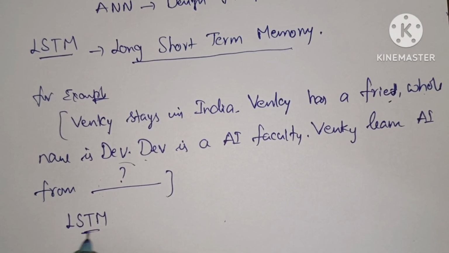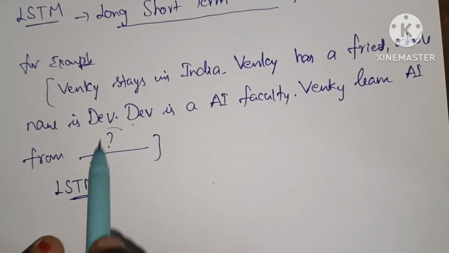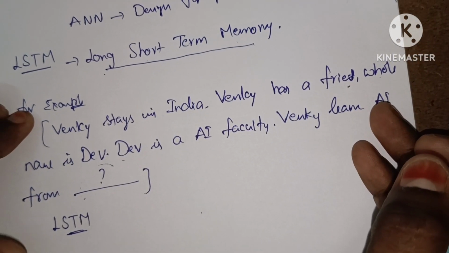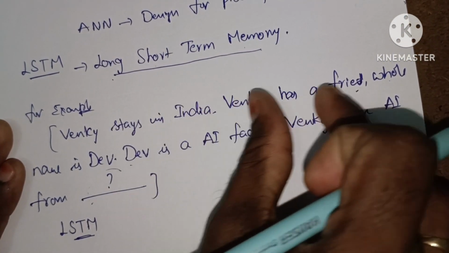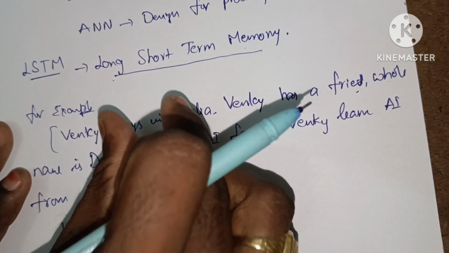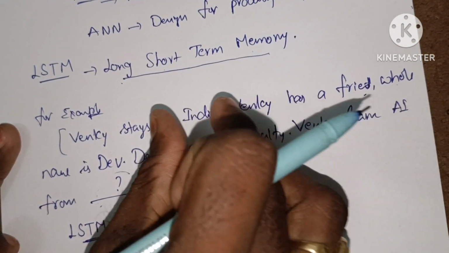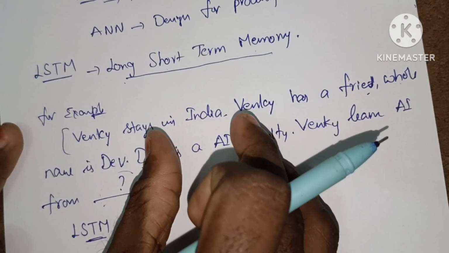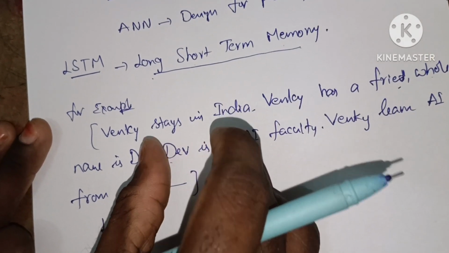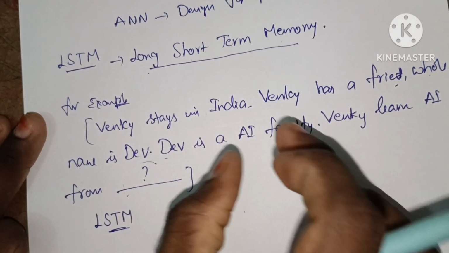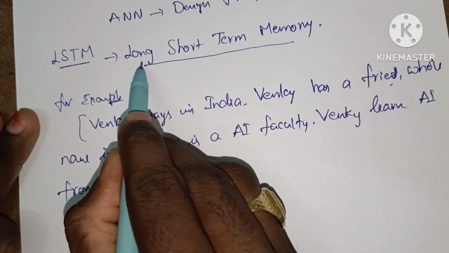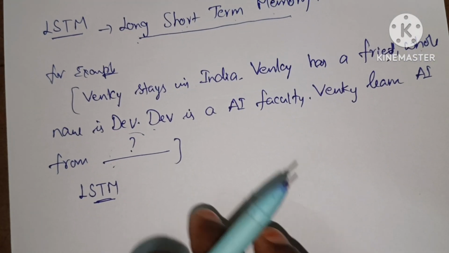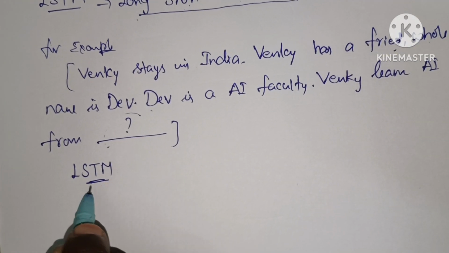Is it clear? Okay, so that's why the name itself is long short-term memory. It's a long statement, and we can remember the short-term data. Which data is relevant can be remembered. So how can we retrieve the relevant data? How can we remove the irrelevant data? That's why this is called the long short-term memory concept. Is it clear?